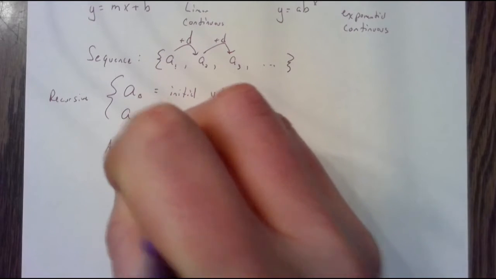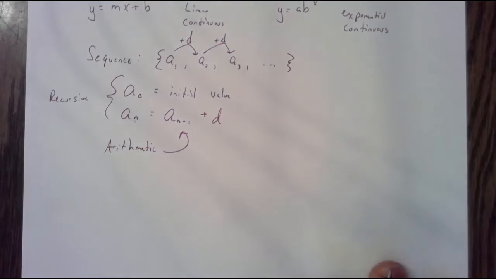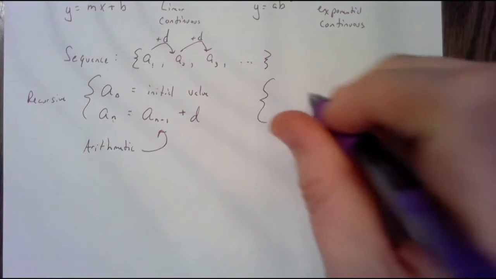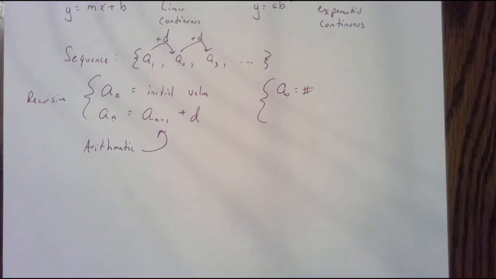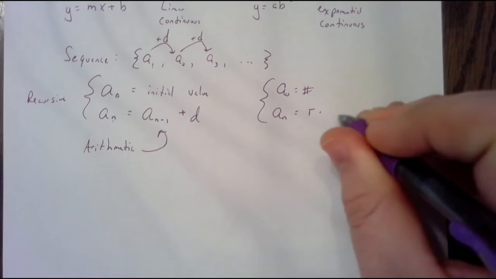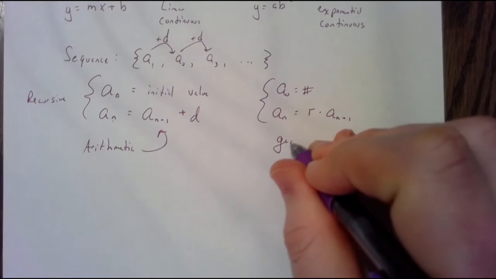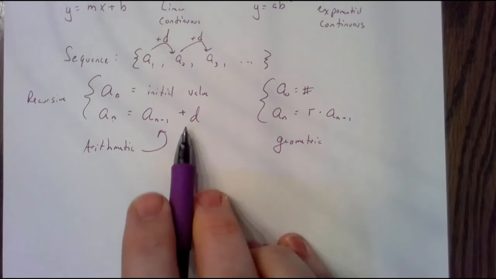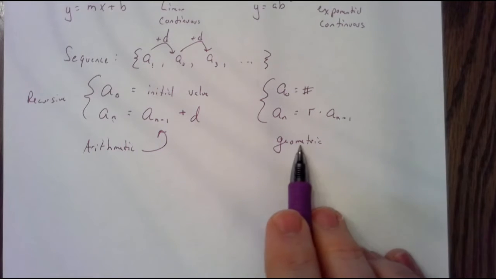There's other ones too, right? I could also have one that's A sub 0 equals a number, right? Whatever that initial input is. And then I can say A sub n equals R times A sub n minus 1. And this one is called geometric. Okay? So here, arithmetic, you're consistently adding something to move from one term to another. Geometric, you're multiplying the previous term to get the next one, right? And then there's other ones too. These are the two most common types, arithmetic and geometric.